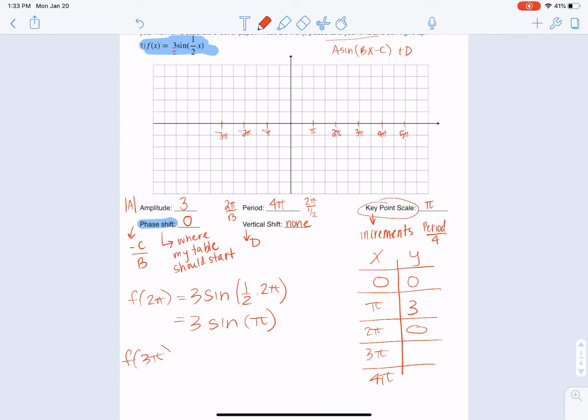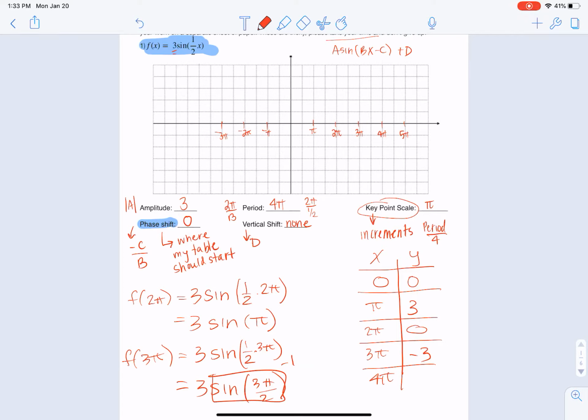f of 3 pi is going to give me 3 times sine of 1/2 times 3 pi, so 3 sine of 3 pi over 2, which is going to give me this piece right here will give me -1. So that's going to overall give me -3.